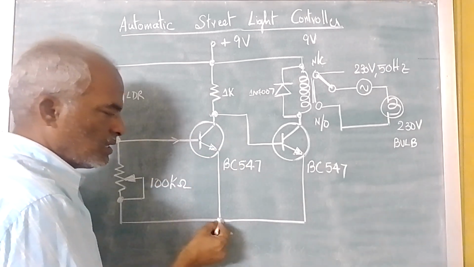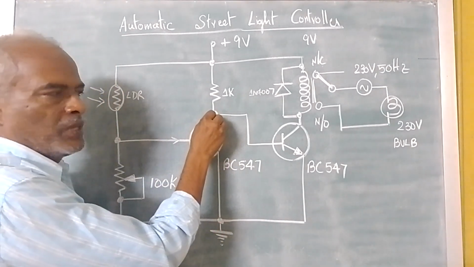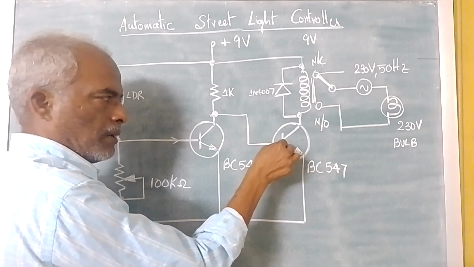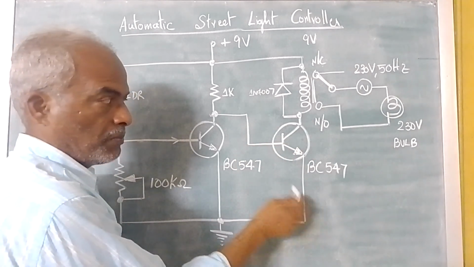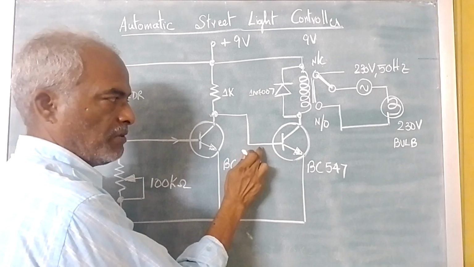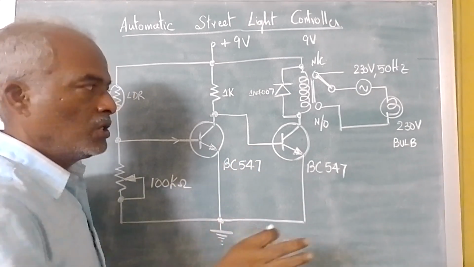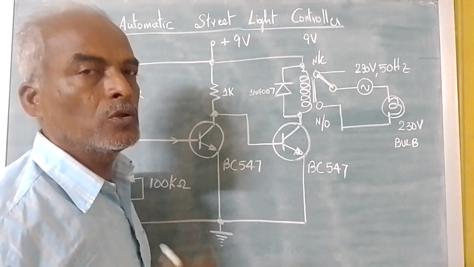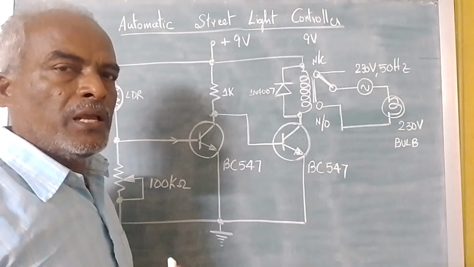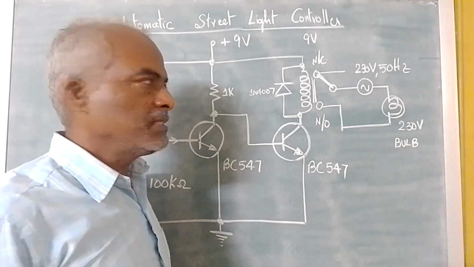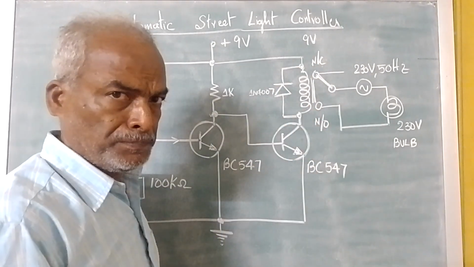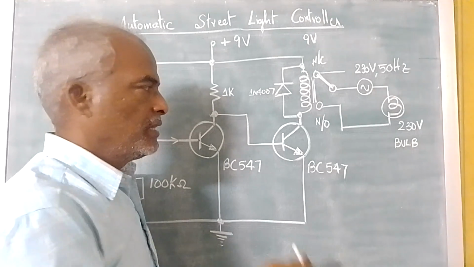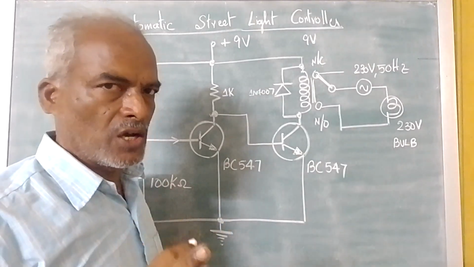So what happens? This 0 will be here. That means the base of this transistor is 0, and this side is also 0. That means VBE, the voltage between base and emitter, is 0 volts. Therefore, this transistor will not go into conduction. If it is not conducting, IC is 0. For this transistor, IC is 0. No current. Therefore, this transistor is in cutoff.